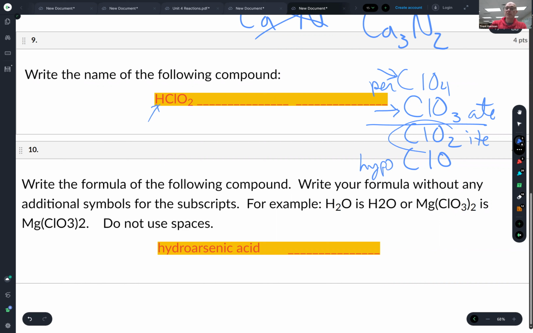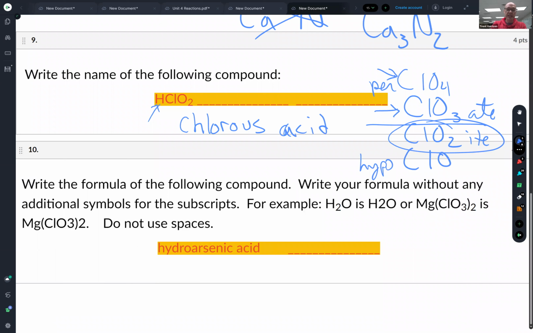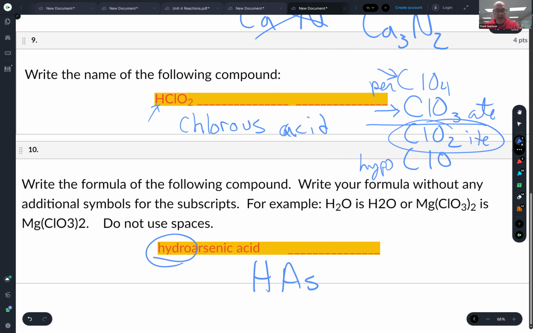And so we're going to be using this ClO2 as ITE, meaning it has a lower number of oxygens. So the name of this one is just going to be chlorous acid. 2 words, chlorous acid. Okay, now the next one, it does show a prefix, and that means that we are going to have an acid that is binary.